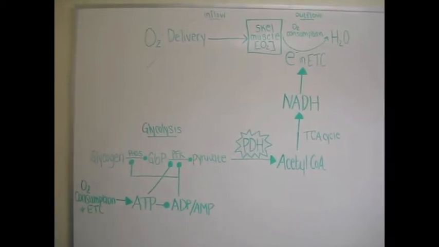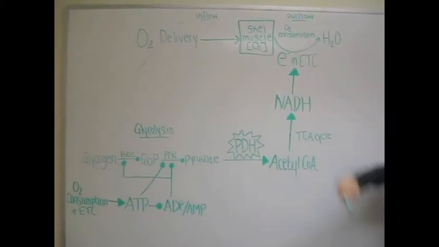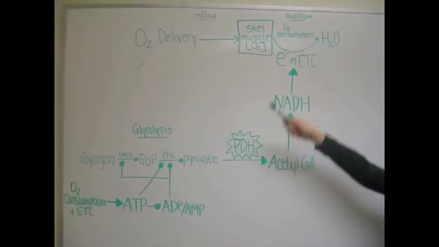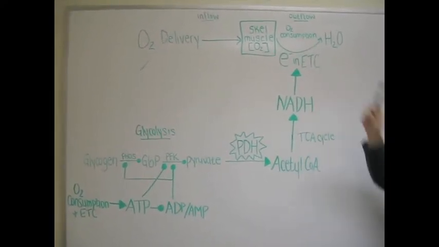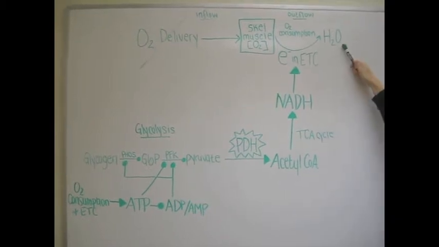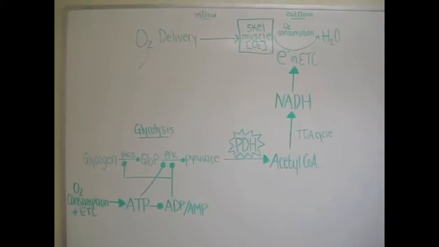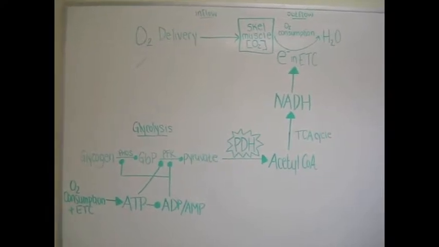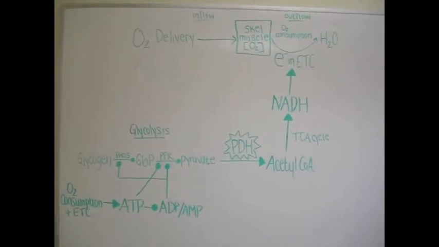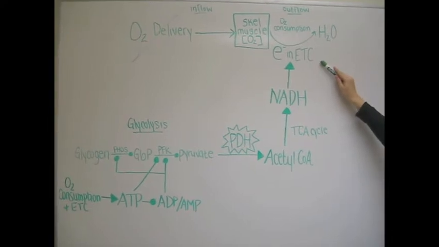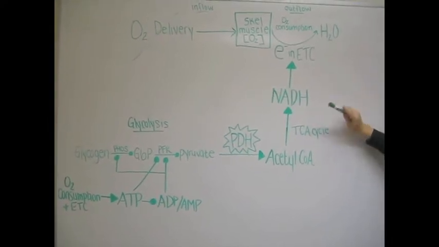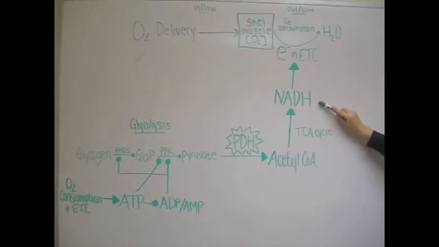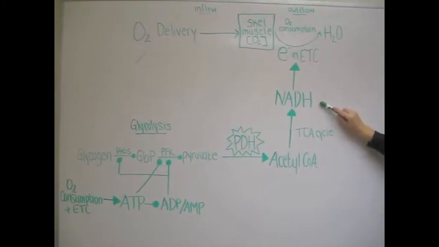Outflow from the muscle O2 pool is considered consumption of O2. This occurs when O2 accepts electrons from the electron transport chain and becomes H2O. In order for O2 consumption to be high, there must be an increase in the number of electrons that are accepted by O2. In order for there to be an increase in the number of electrons present in the electron transport chain, there must be an increase in the number of NADH, as they are responsible for the provision of electrons to the electron transport chain.